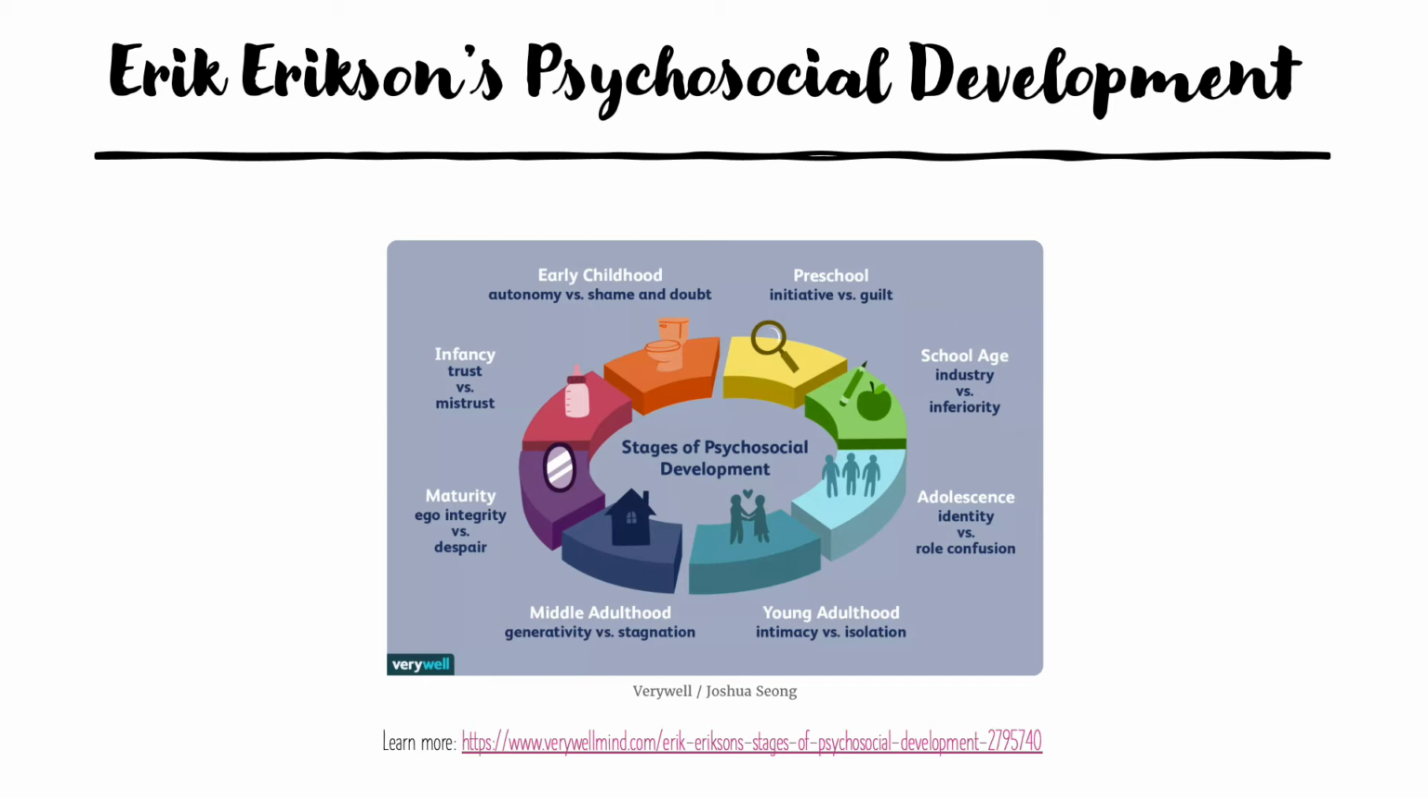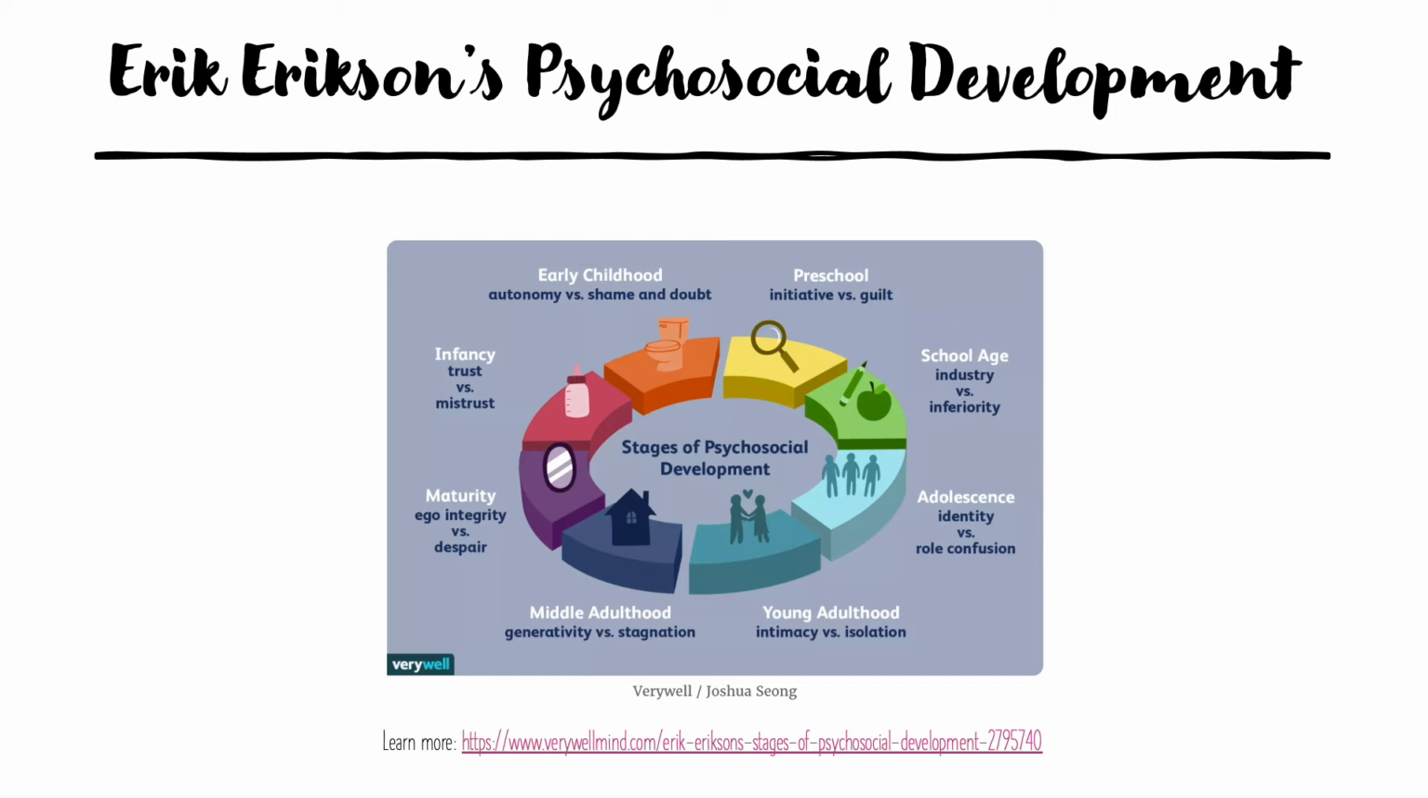The first stage begins in infancy, and it is trust versus mistrust. And if you make it through it, the virtue you develop is hope. The next stage in early childhood is autonomy versus shame and doubt. And the virtue is will. In preschool, you have initiative versus guilt. And the virtue is purpose. At school age, you have industry versus inferiority. And the virtue is competency.